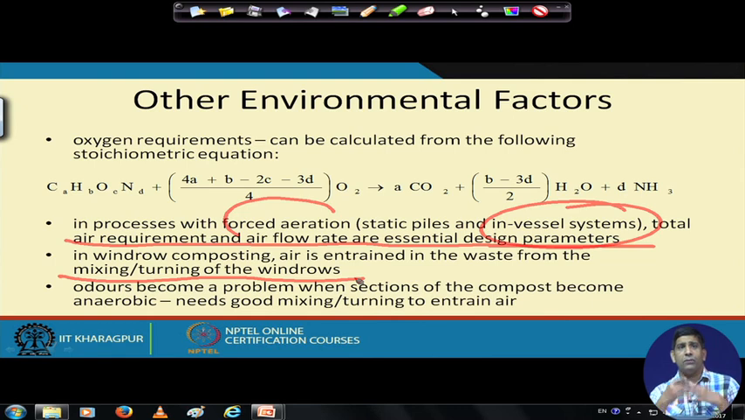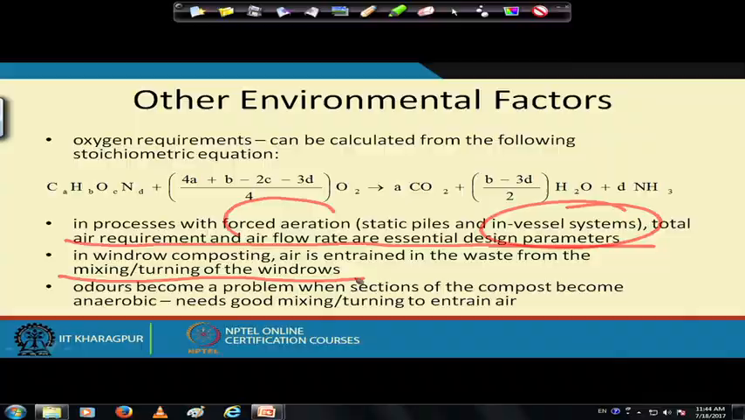And if you don't do the mixing properly, and if the air does not flow really well, anaerobic pockets get built up, and you will have the problem of smell. You will have the odor problem. So good mixing and turning to bring in air, and a good air circulation system, is one of the critical factors in terms of compost design. Because if you have odor issues, if you have smell issues, your neighboring industry, or a residential neighborhood, will start complaining, and then you will have issues with that as well.